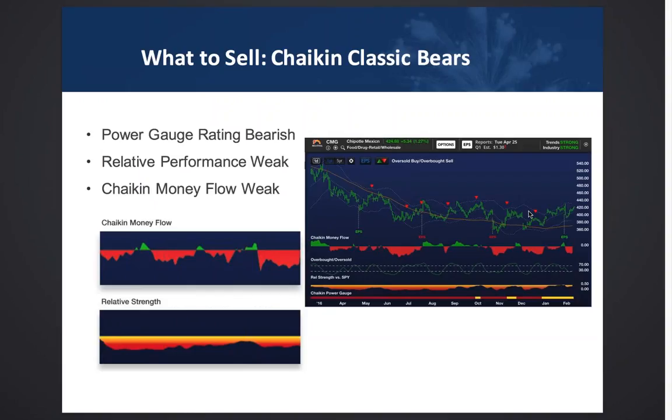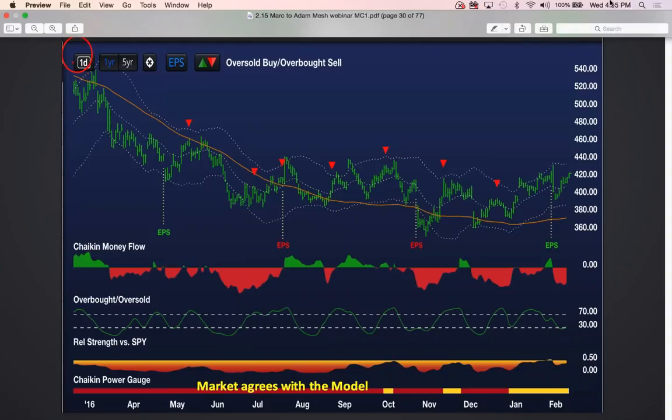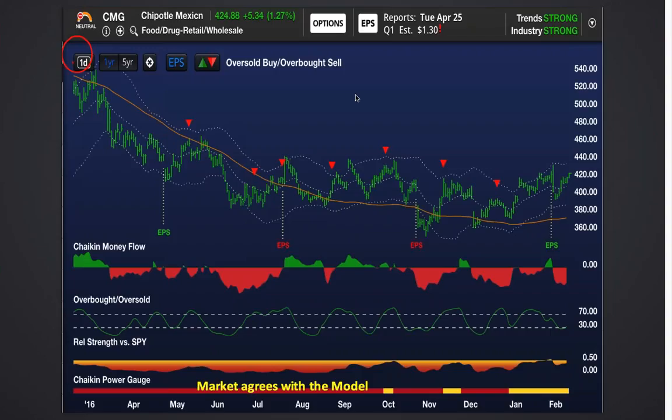Relative strength is weak, the power gauge is weak, and Chaikin money flow is red, not green, indicating that institutions are selling the stock. Now, Chipotle has been our poster child for Classic Chaikin Bear for over a year now. Why? Because the power gauge rating turned bearish off the charts about 15 or 17 months ago, with Chipotle trading at 690. On the way down to 380.